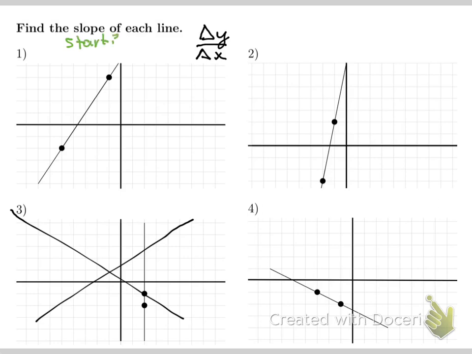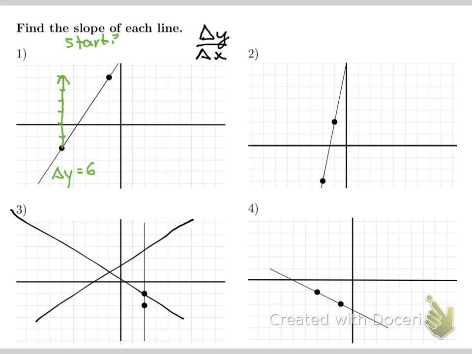Does it matter which point I start and which point I end at? The truth is, it doesn't matter. So let's try both ways. First, I'm going to start at this point. To find my delta y, I'm going to go up 1, 2, 3, 4, 5, 6 units. So that means that the change in y was positive 6.